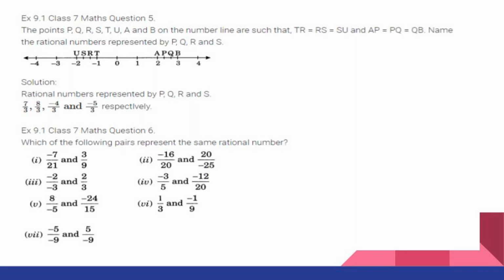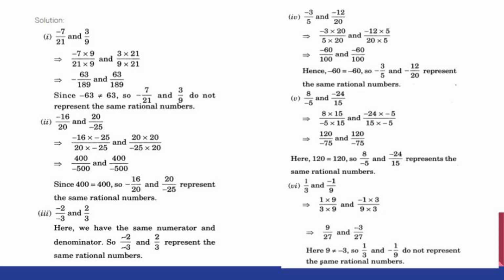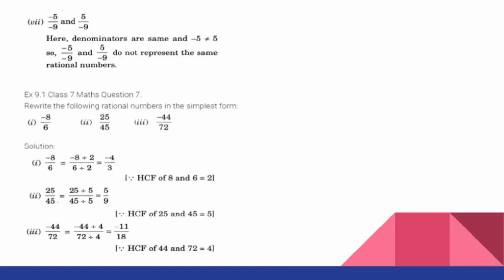Then question number 6, which of the following pairs represent the same rational number, that is minus 7 by 21 and 3 by 9. We have to make their denominators equal, so 7 into 9, 21 into 9, 3 into 21 and 9 into 21. In this way we get minus 63 by 189 and plus 63 by 189. So minus 63 is not equal to 63, so they do not represent the same rational number. Similarly, you can try these parts.